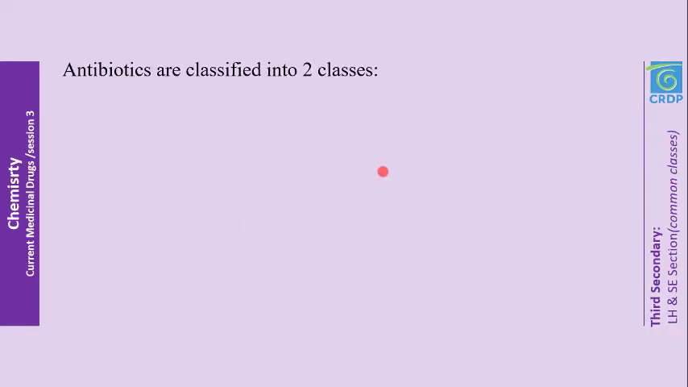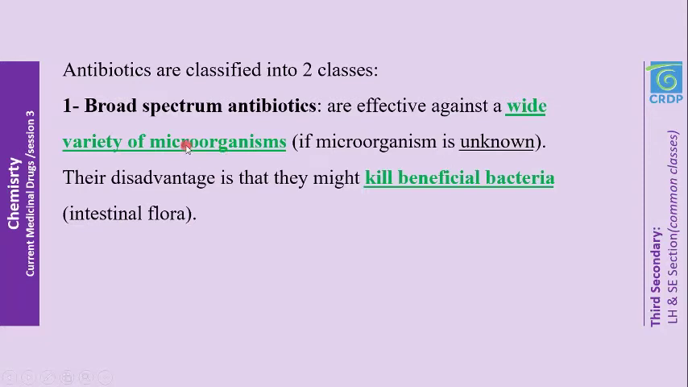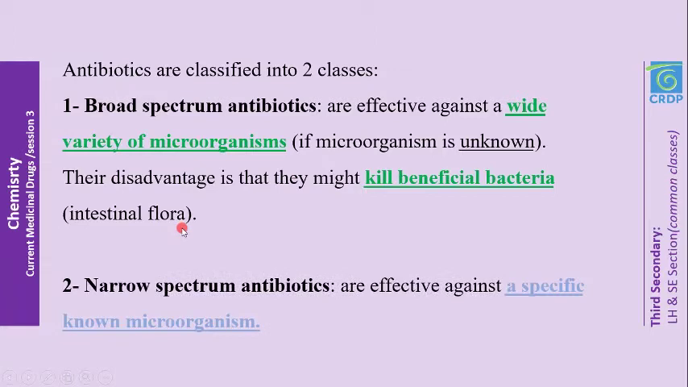Antibiotics are classified into two classes. Number 1, broad-spectrum antibiotics, which are effective against a wide variety of microorganisms, if the microorganisms are unknown. But their disadvantage is that they might kill beneficial bacteria, such as the intestinal flora. Number 2, narrow-spectrum antibiotics, which are effective against a specific known microorganism.